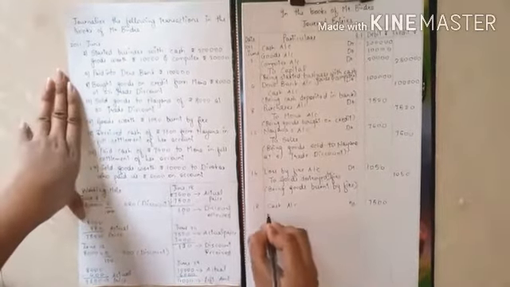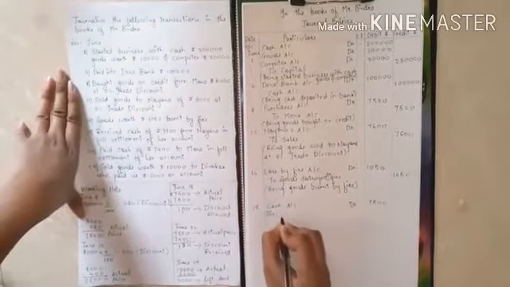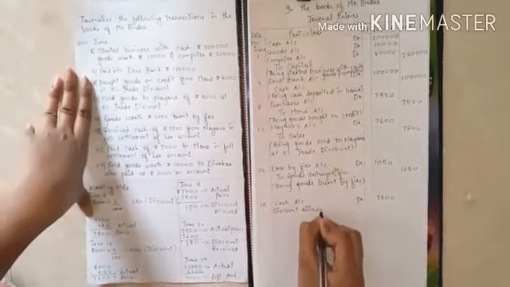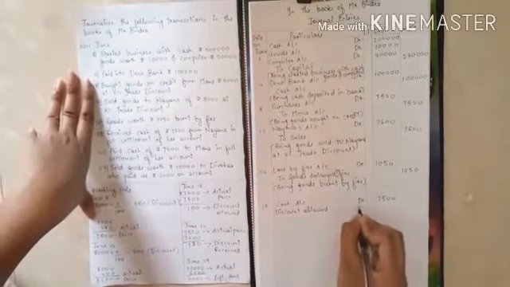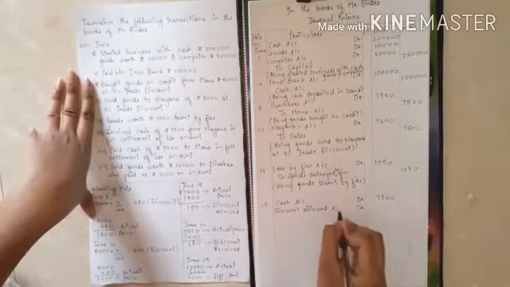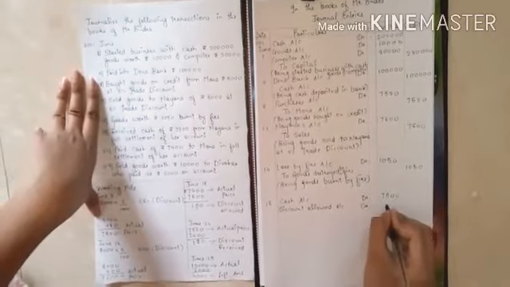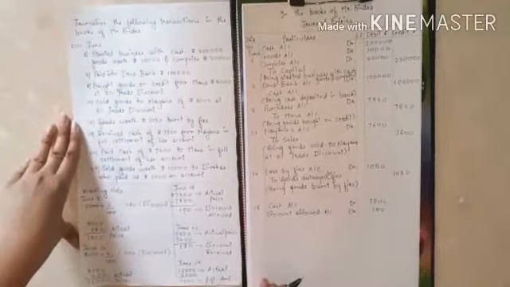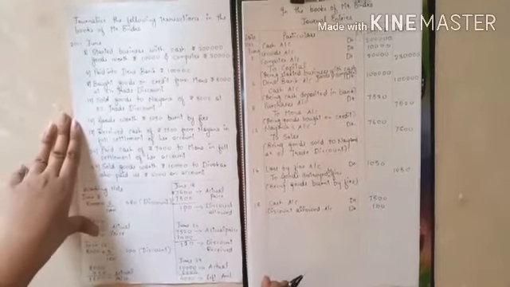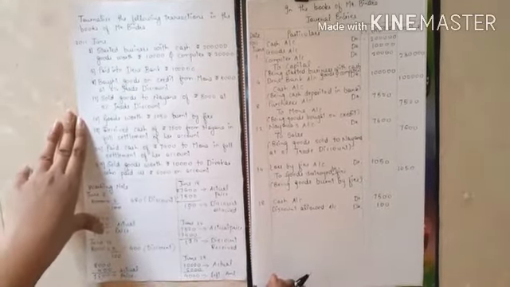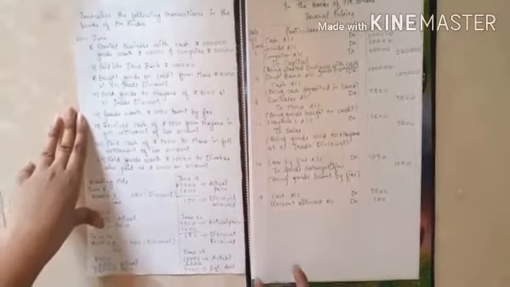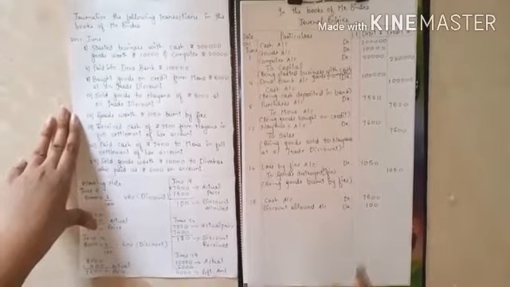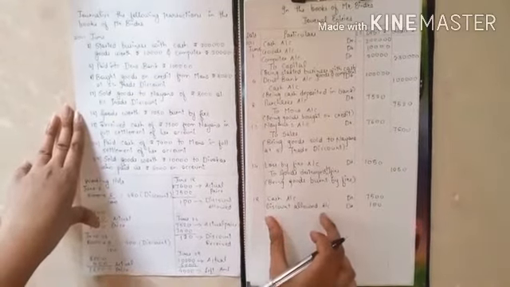So discount allowed will get the debit effect. Discount allowed, debit. How much is the discount allowed? 100 rupees. Okay. Now why discount allowed is given the debit effect? Because this is the loss of Mr. Bindra, because he is allowing this discount to Naina. So obviously this is loss for Mr. Bindra. So discount allowed account is getting the debit effect.